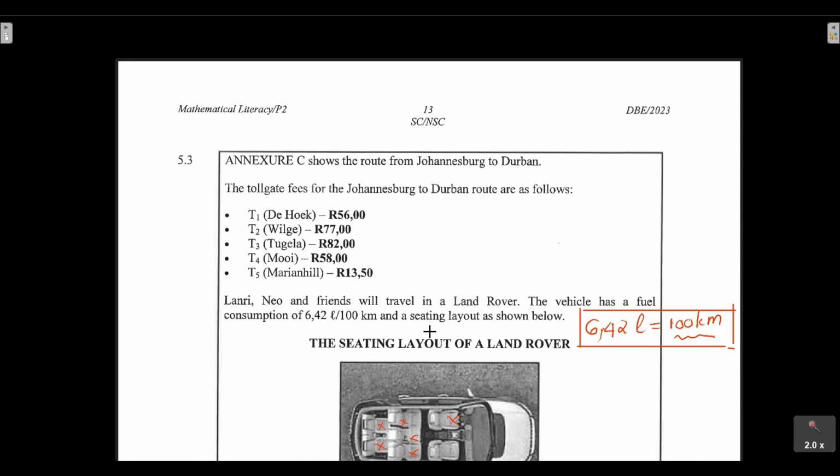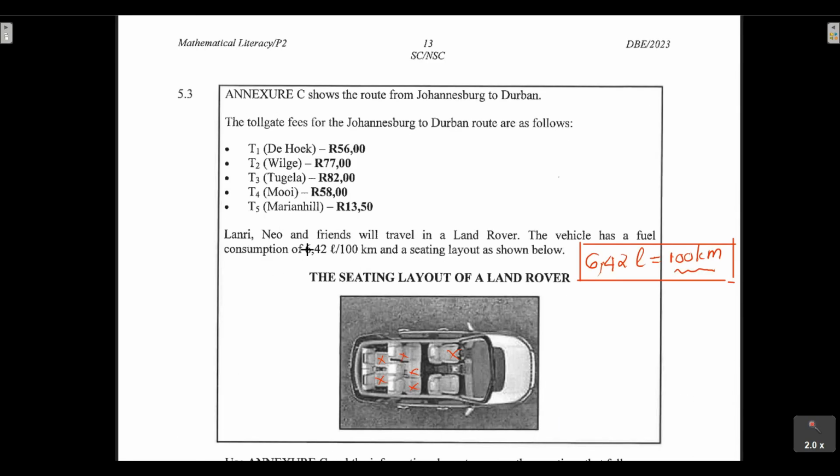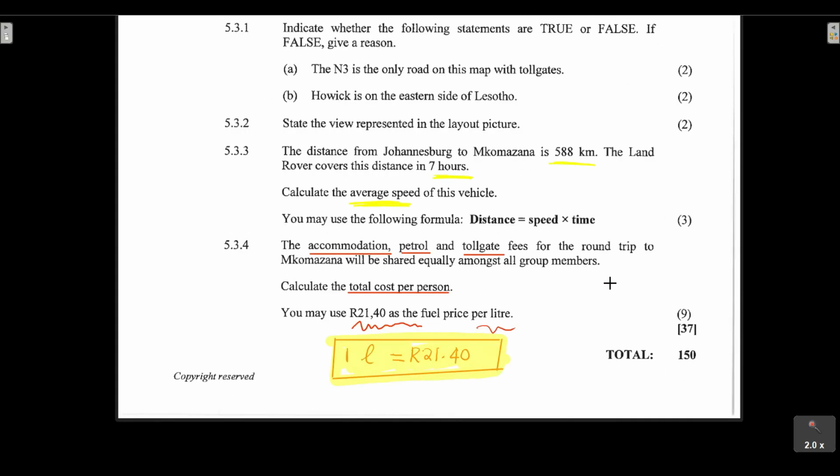If I'm told here that this Land Rover's fuel consumption is 6.42 per 100 kilometers, it means that if I have traveled 100 kilometers, I would have used 6.42 liters, and then write it as an equation. When you write it in that way, as you continue answering your questions, you will see that you just multiply by what you want and divide by what you want. It makes your life so much simpler, and you won't make any unnecessary mistakes. Okay, so that is just my take on this, my approach. I feel like it becomes easier when you think of it in that way.